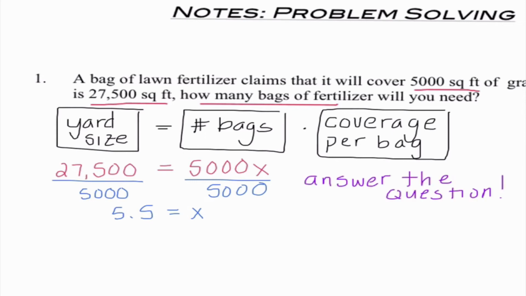However, I need to remember to answer the question. If I walk into Home Depot or wherever I'm buying my fertilizer from, and I say I want 5.5 bags, they're going to laugh at me because I can't buy half of a bag. So my answer here is going to be 6 bags. So this is just a simple reminder that when we have a word problem, we are answering a question. I'm not just solving an equation.